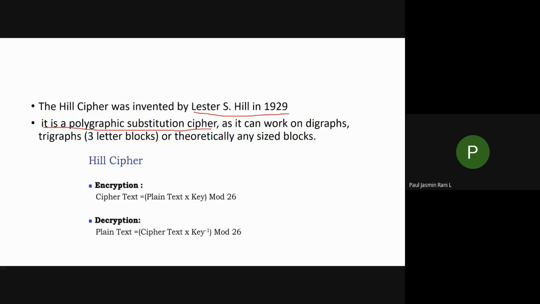For the Hill cipher, in order to perform encryption, you have to follow this formula: ciphertext is equal to plain text into key, mod 26. And in order to decrypt, you have to use this formula: plain text is equal to ciphertext into key inverse, mod 26. So these are the two rules you have to follow for encryption as well as decryption.